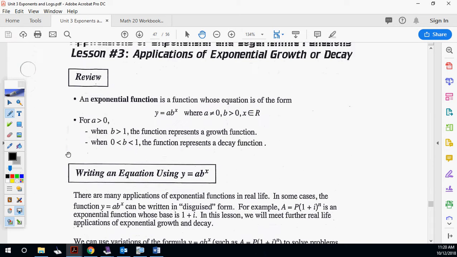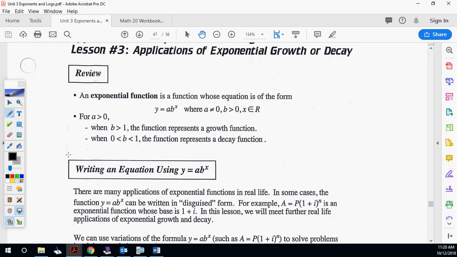Lesson 3A, the application lesson. So again, exponential function, we know exponential function is a to the bx. We're familiar with that. We also know that when your b is bigger than 1, it's growth. When your b is between 0 and 1, it's decay. It's going downwards. You're halving something, you're quartering something. All that stuff is decay.